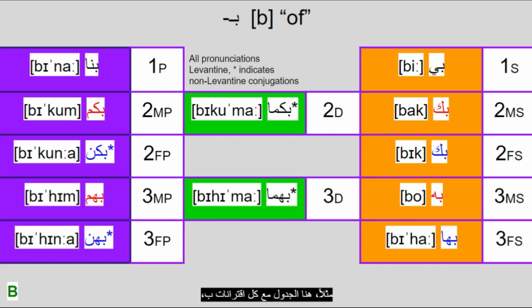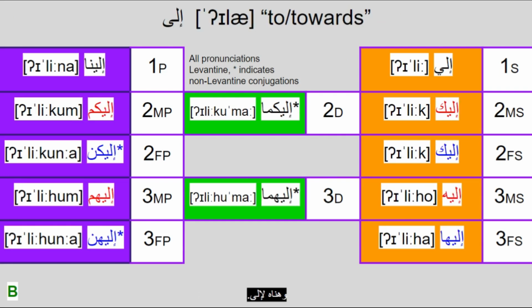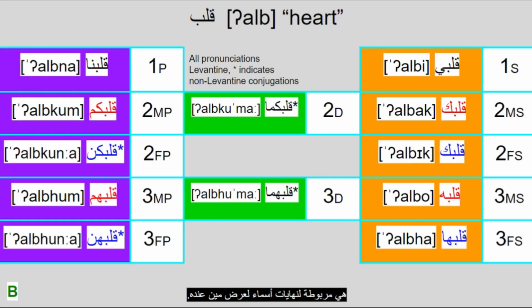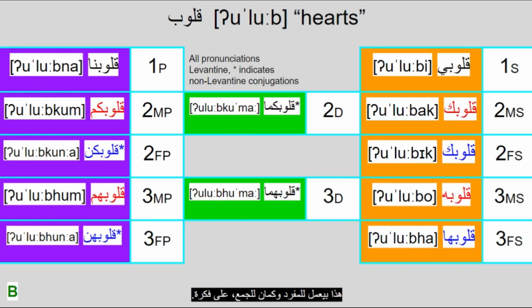For instance, here's the chart showing all the conjugations of "be," meaning of, and here it is for ila, meaning to, like in the direction of. The third function of the oblique pronouns is for possession. They're attached to the ends of nouns to show whose it is. This works for singular and plural, by the way.